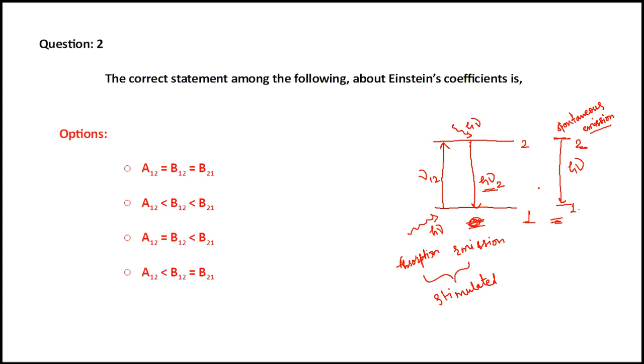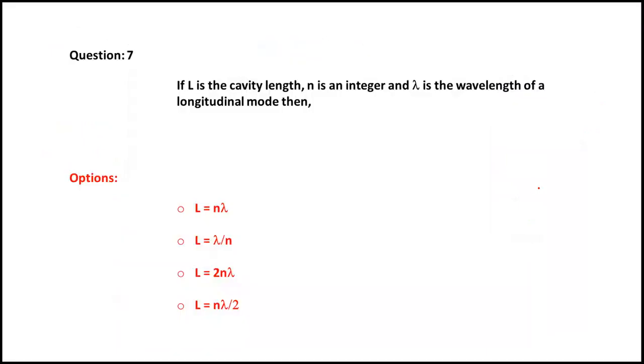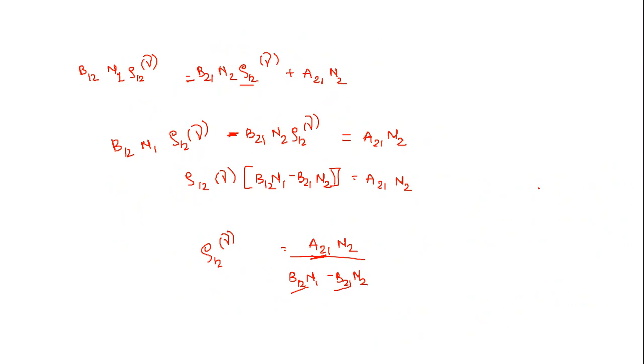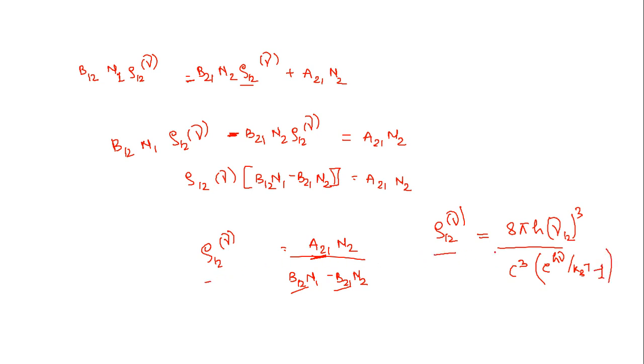Then, how do we deduce this relation and what is the relation? We'll conclude this from a different equation. Actually, there is one more equation for the energy density, that is rho(nu12) is equal to 8 pi h nu12 whole cube upon c cube, bracket, e to the power h nu upon kB T minus 1. Now, when you compare this equation to this equation, you will get some things new.